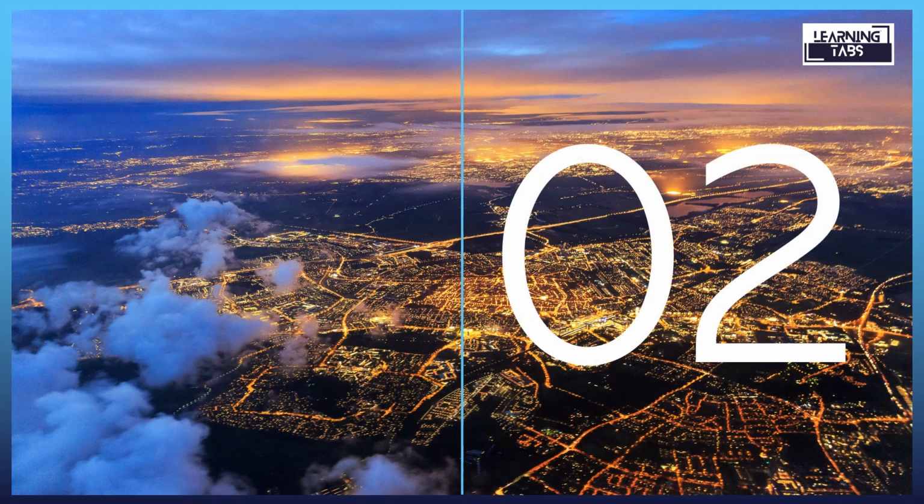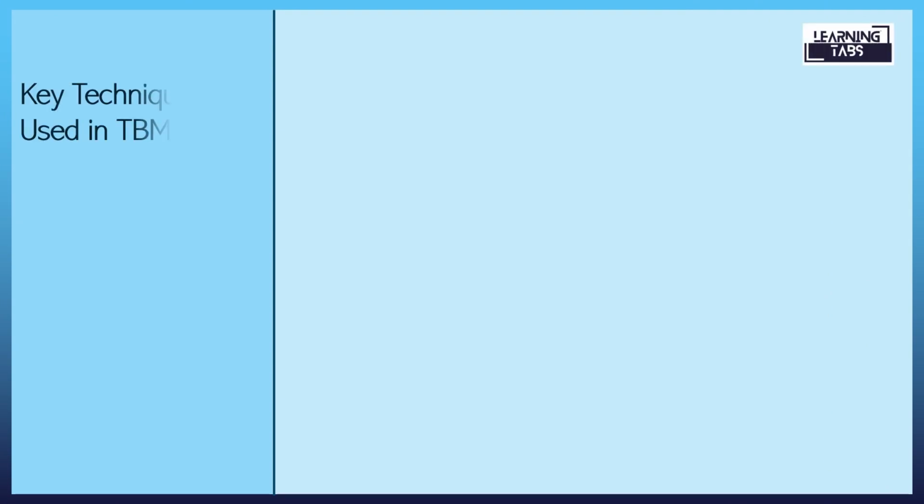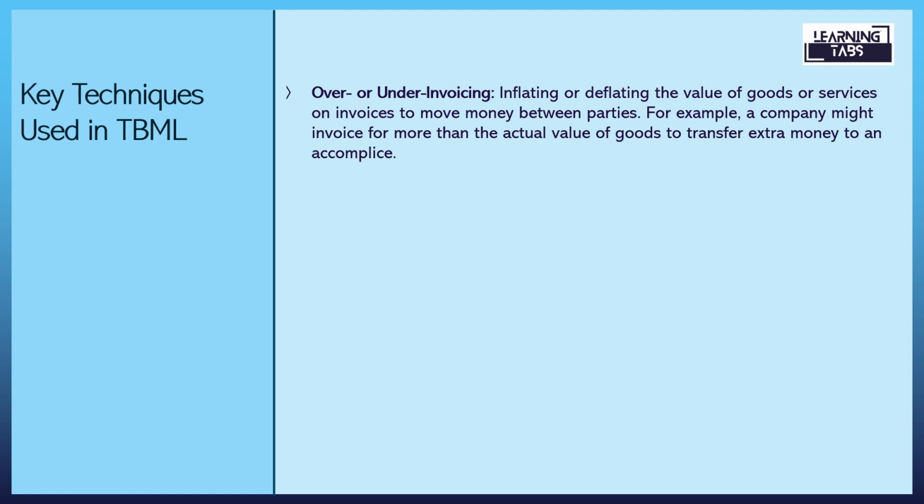Chapter 2. TBML techniques and red flags. Key techniques used in TBML. Over or under-invoicing: inflating or deflating the value of goods or services on invoices to move money between parties.